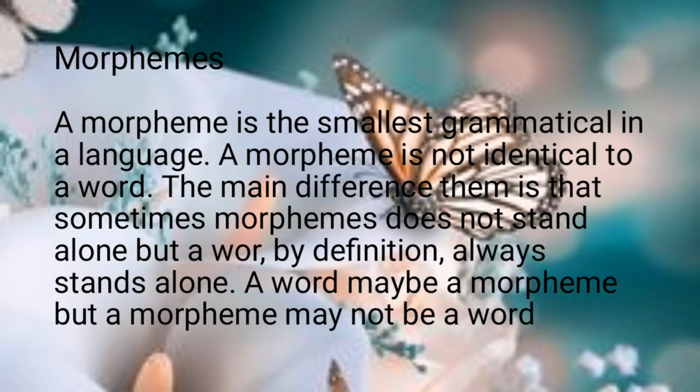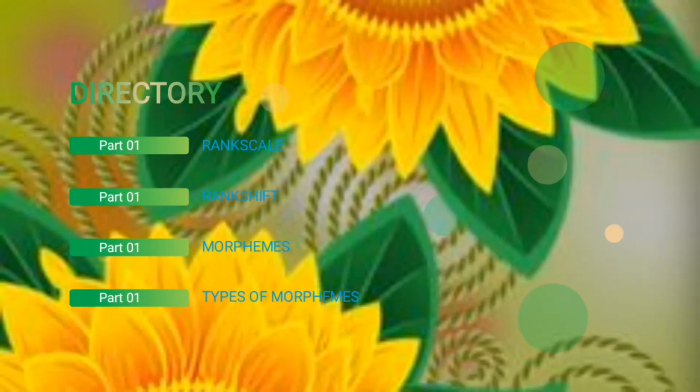The main difference between them is that morphemes sometimes do not stand alone, but a word by definition always stands alone. A word may be a morpheme, but a morpheme may not be a word. In a word sometimes we can have morphemes, but a morpheme cannot be a word.